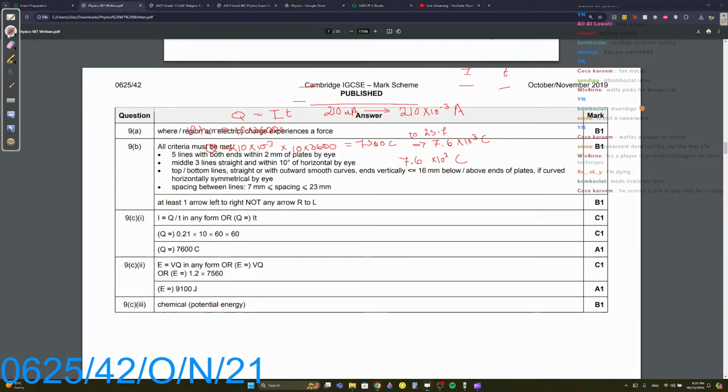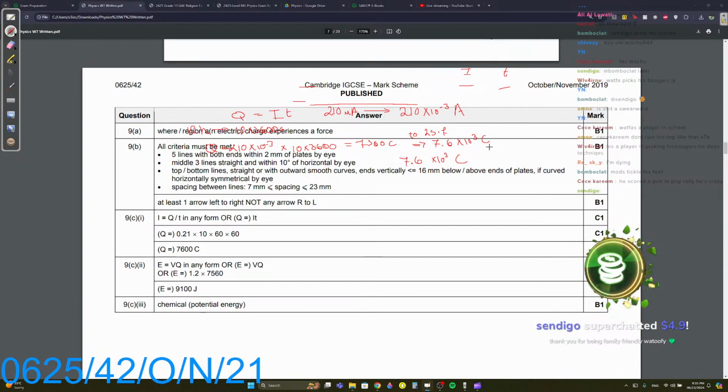Very good point. Am I drunk? No way. Sendigo super chatted $4.90. Thank you for being family friendly. What a fee. Green heart.